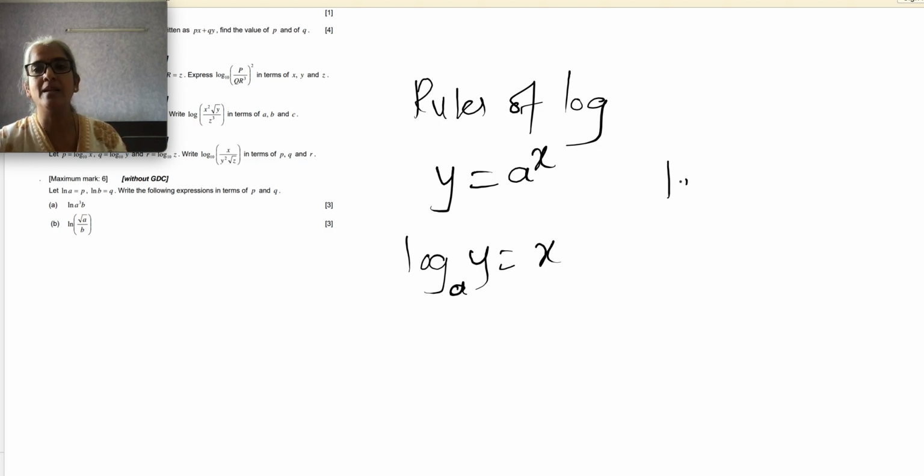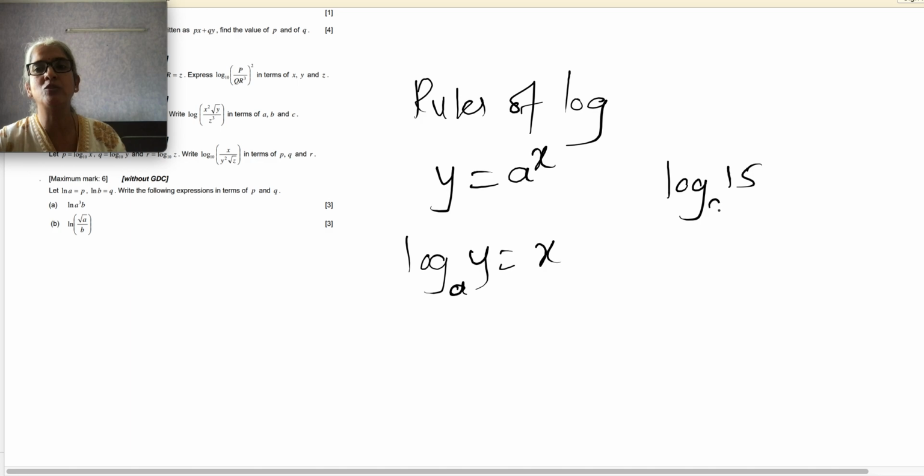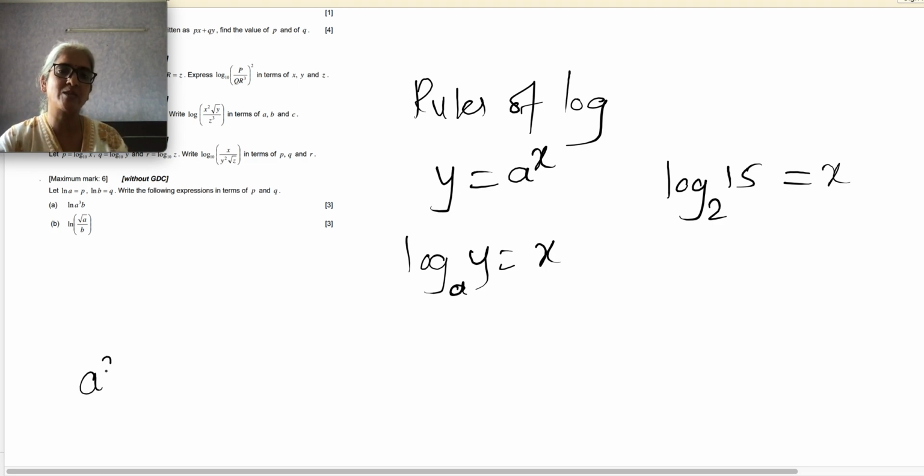An example, log of 15 to the base 2 means 2 raised to what will give me 15 as the answer. So that's the value logarithms will give you. Let's look at the rules in comparison with the rules that we know, which is rules of exponents.